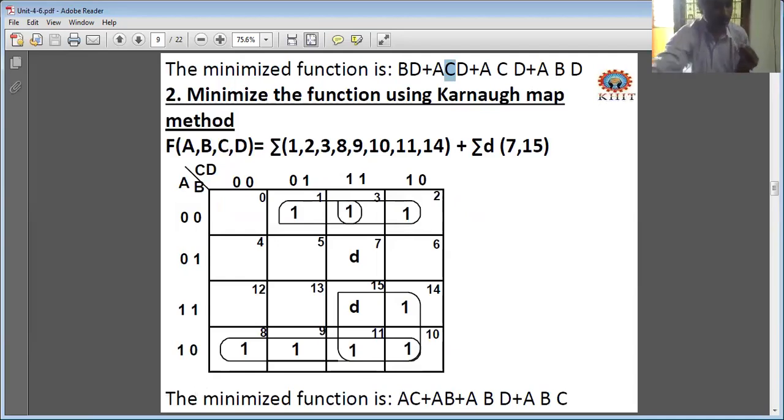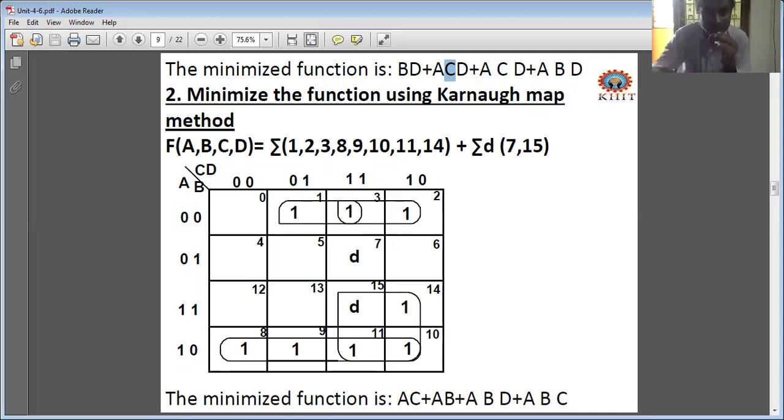Now, second one. Minimize the function, so just write about the bars. Okay. Minimize the function using Karnaugh map method. F(A, B, C, D) equals sigma 1, 2, 3, 8, 9, 10, 11, 14 plus sigma D of 7, 15.